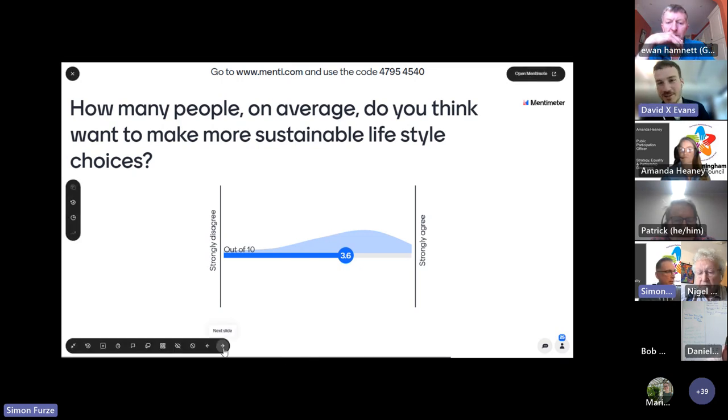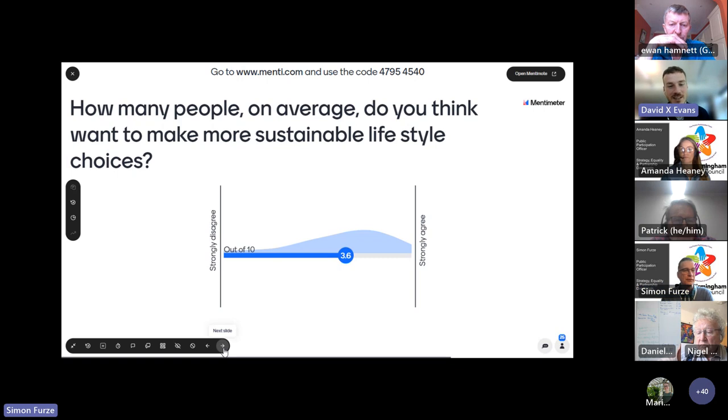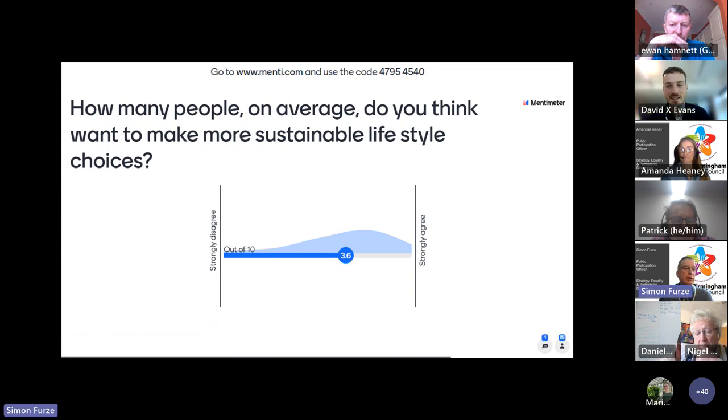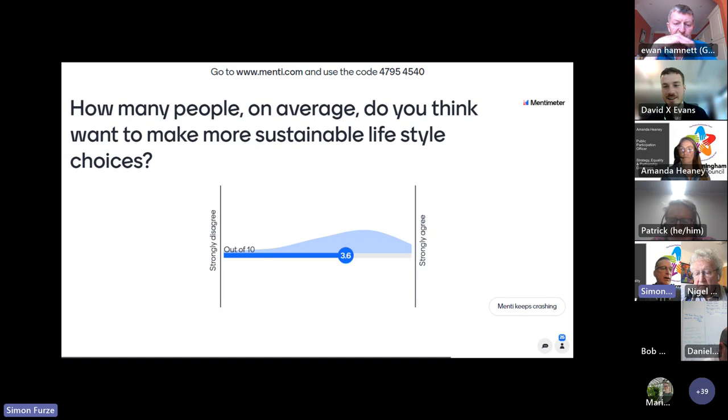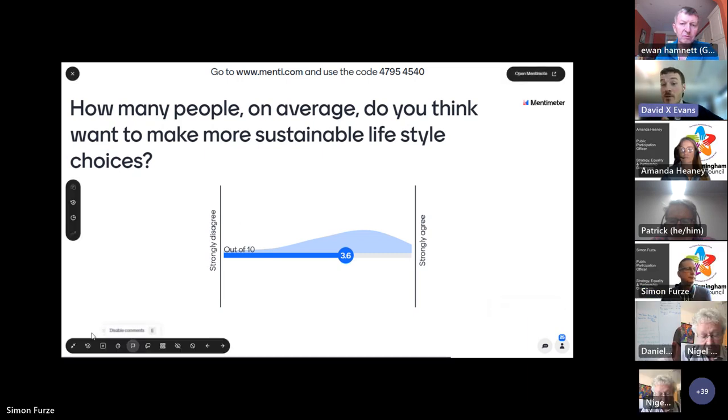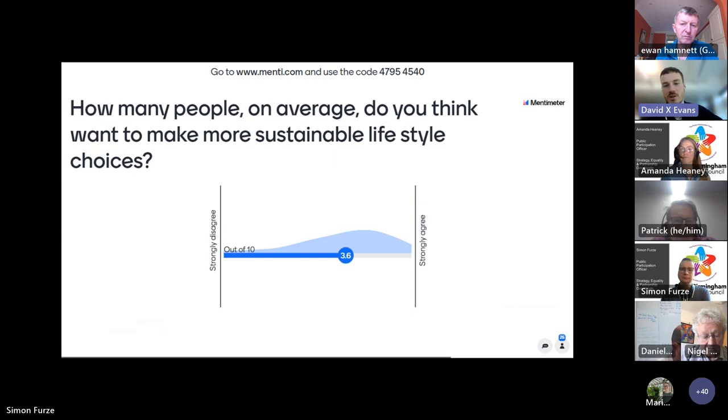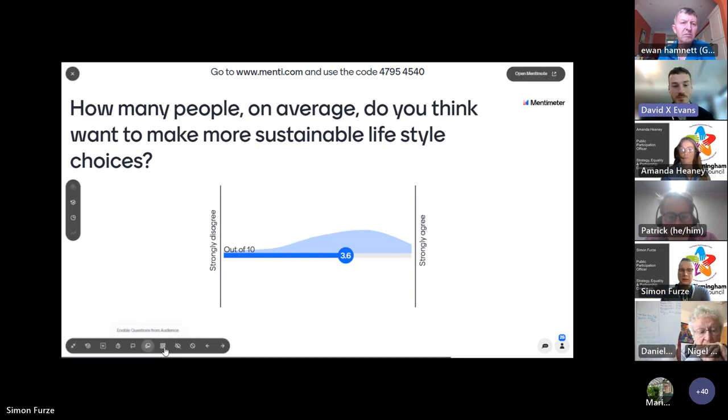Yeah. So 3.6, well, that's roughly a 7. So Ian's put, agree with what, please. So agree again, if you want to. Sorry, the wording's not great. It's how many people out of 10 do you think would like to make sustainable life choices? So if you imagine 5 being 10 out of 10, and 1 being 1 or 2 out of 10. Yeah, so that's what this goes for. But I can see that the consensus is around 7 or 8.